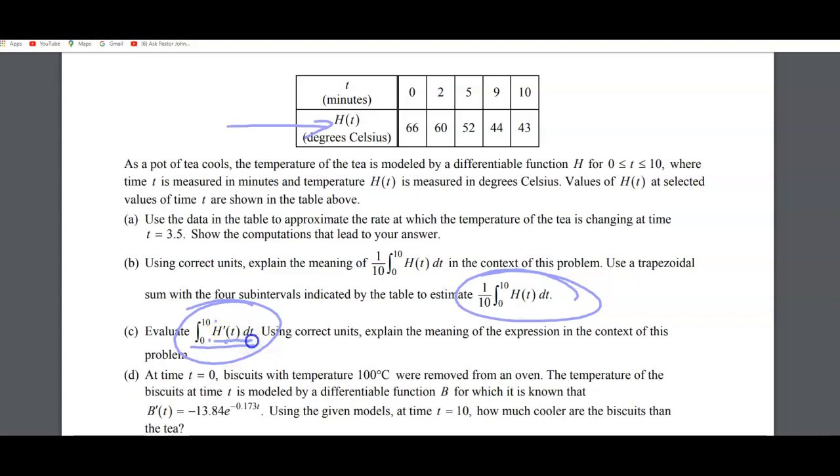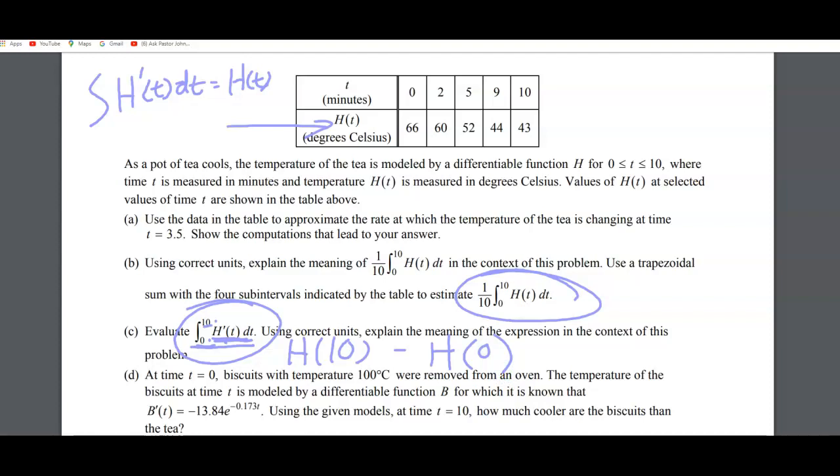What is the integral of h prime of t with respect to t? Well, it's h of t, right? When you integrate a derivative, you just get the original function. So the integral of h prime of t is h of t, right? But this is a definite integral, so when you have a definite integral, what you're going to do is take the integral, which is h of t, plug in the upper limit, and subtract from it the same thing with the lower limit. And those numbers are actually right in your table.